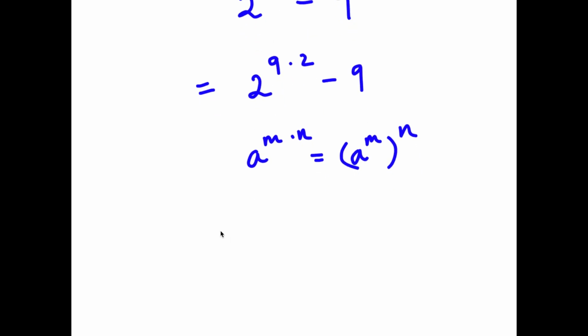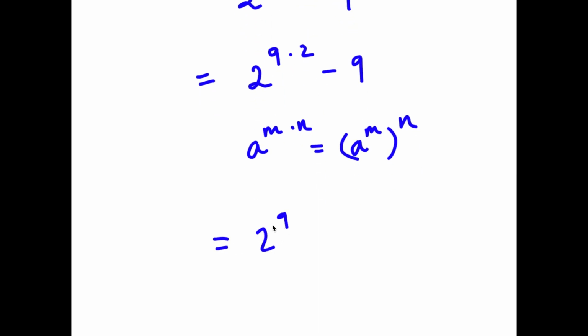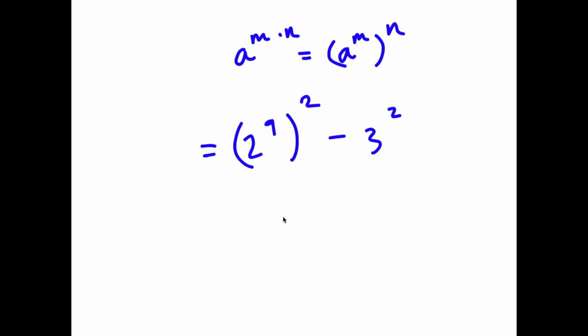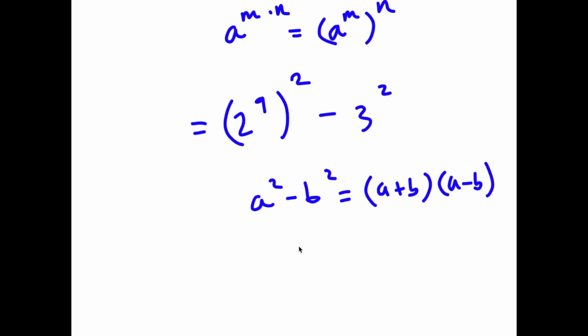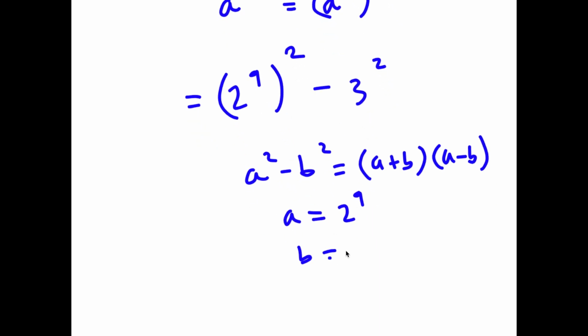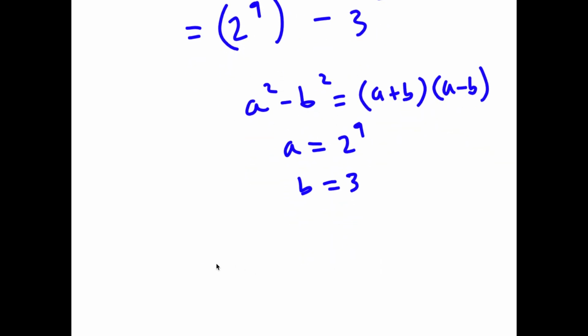So 2 to the power of 9 times 2, that's going to equal 2 to the power of 9 to the power of 2, minus 9 is the same thing as 3 to the power of 2. Now if I have something in the form a squared minus b squared, this is equal to a plus b times a minus b. So in this case, a is 2 to the power of 9 and b is 3. So I have 2 to the power of 9 plus 3 times 2 to the power of 9 minus 3.